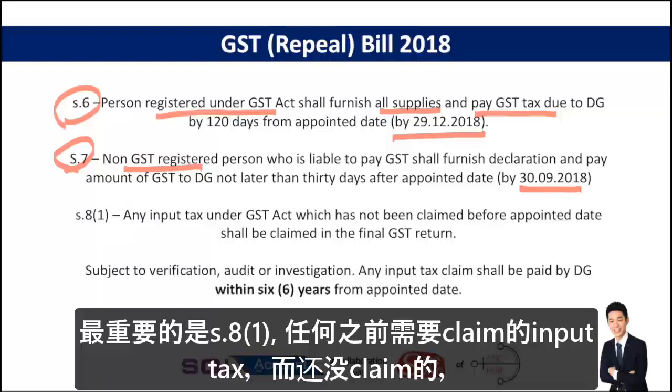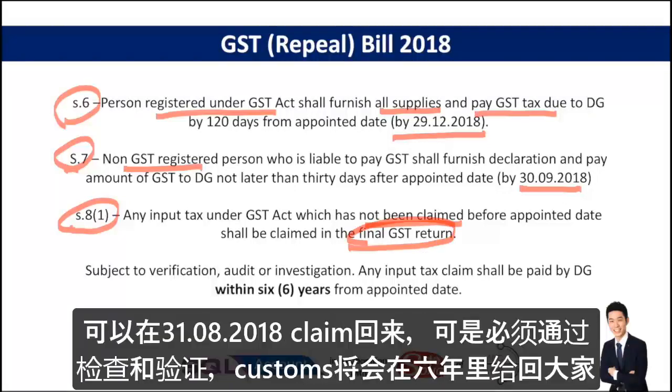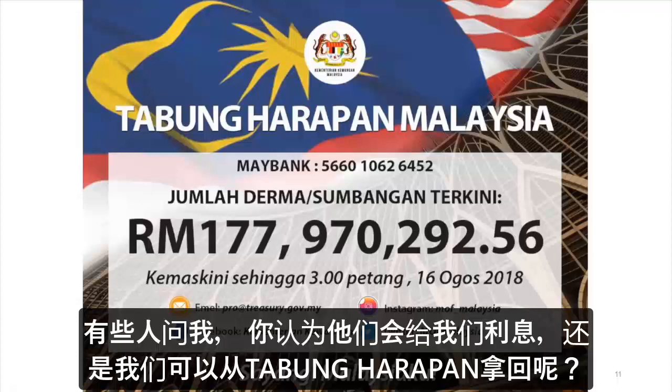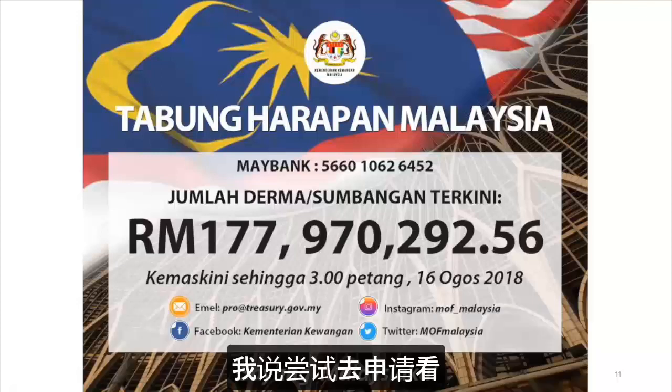The most important provision under the GST Repeal Bill talks about Section 8.1. Any input tax under the GST Act which has not been claimed shall be claimed in the final GST return, which is August. However, subject to verification on your investigation, they will pay you back within 6 years. Someone asked me, do you think they will pay us interest or can we refund from the Tabung Harapan? I said, go ahead and try and apply.